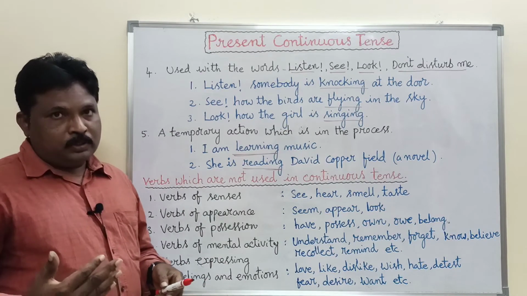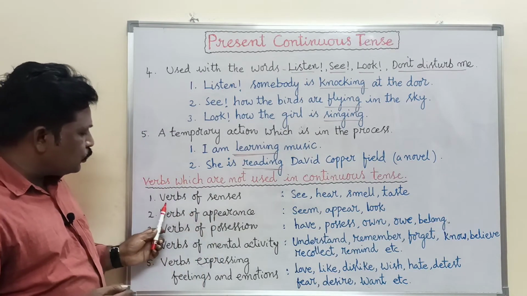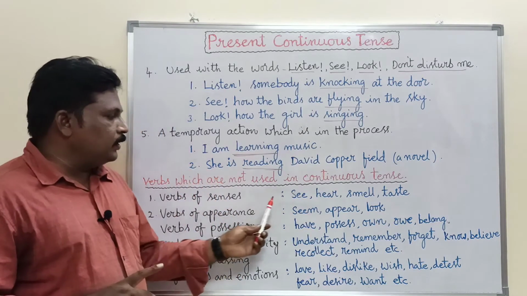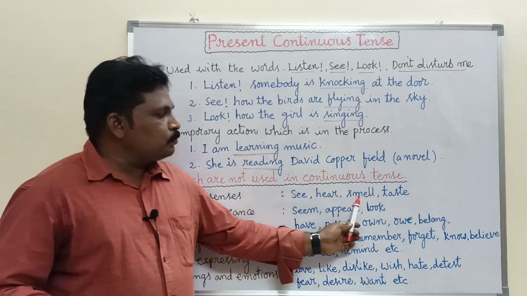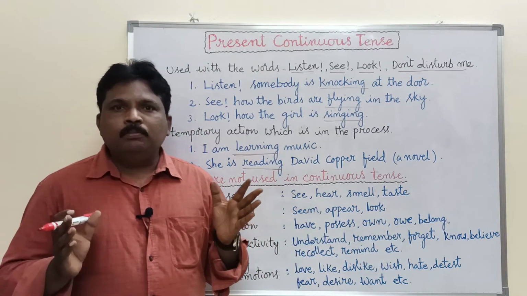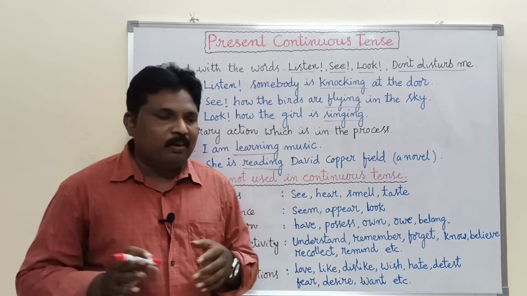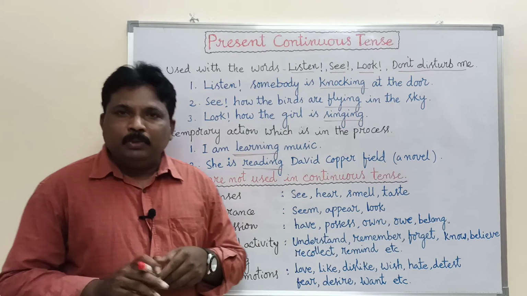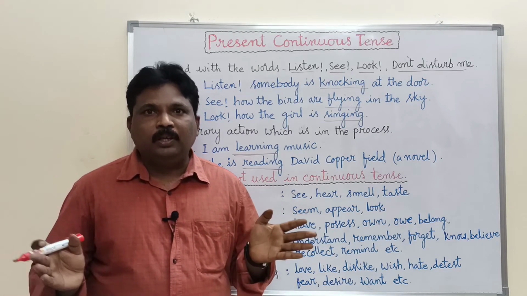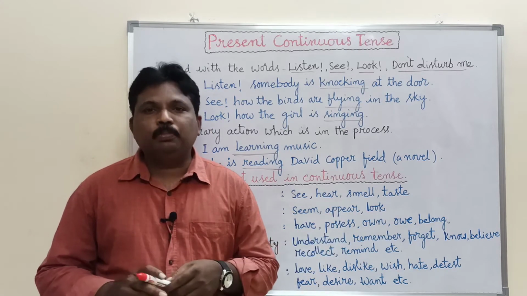What are the verbs which are not generally used in continuous tenses? Okay, first one is verbs of senses. Verbs of senses like see, hear, smell, taste, etc. We cannot say I am seeing a picture. It is wrong. You cannot say I am hearing music. You say I hear something. I hear a voice. Instead of present continuous tense, use simple present tense.